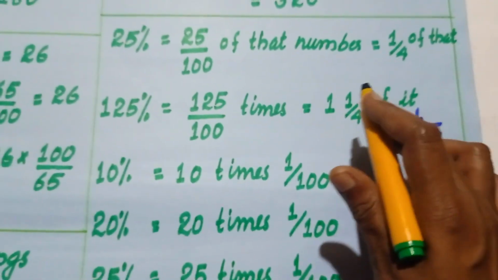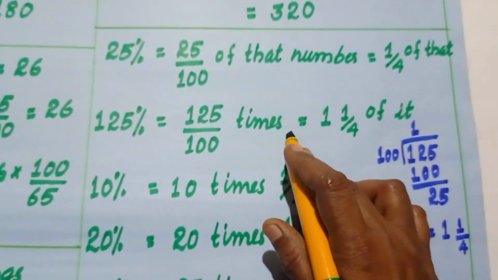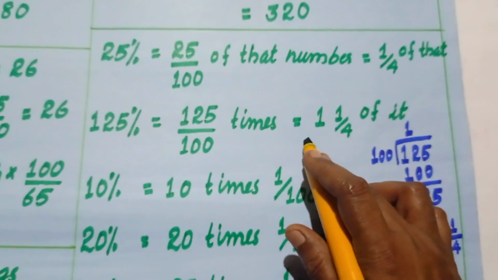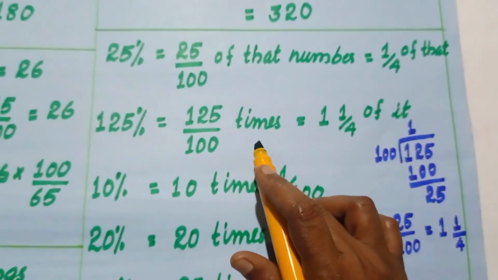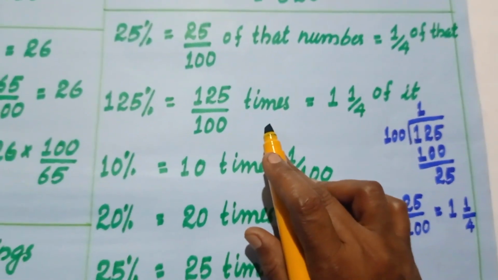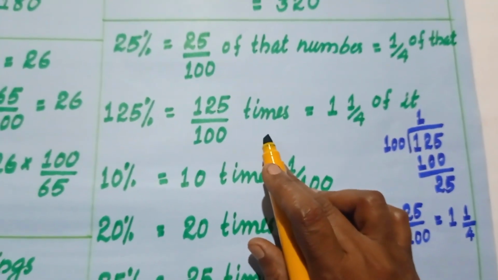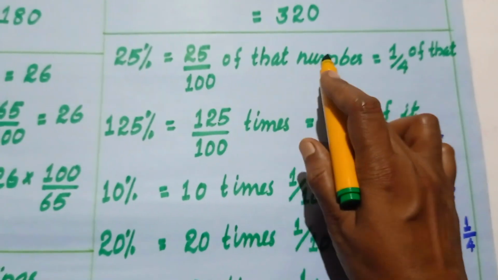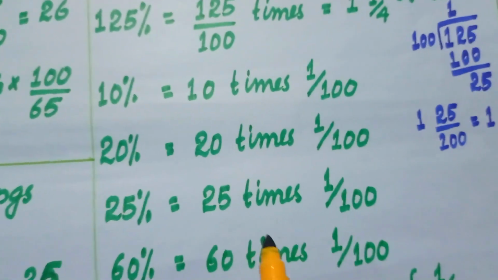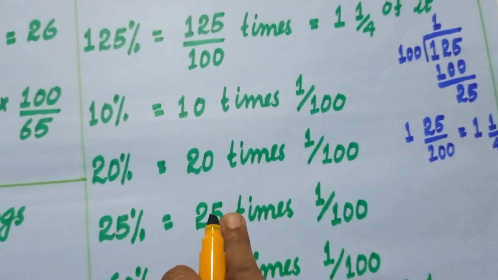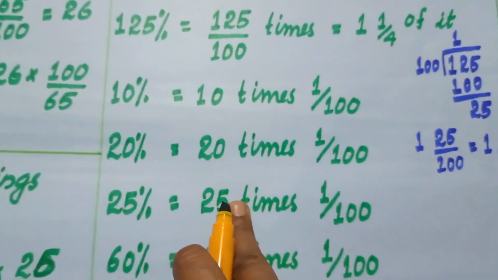From this we can say that the percent of something means a fraction of it or certain times it. Then we can put it in a different manner.